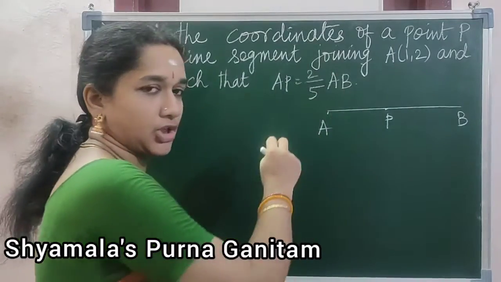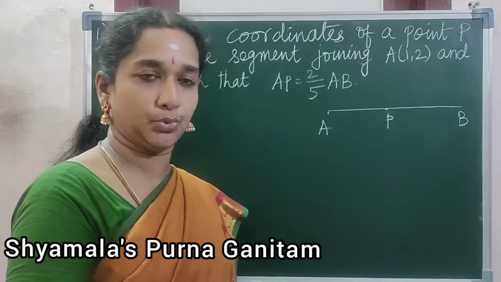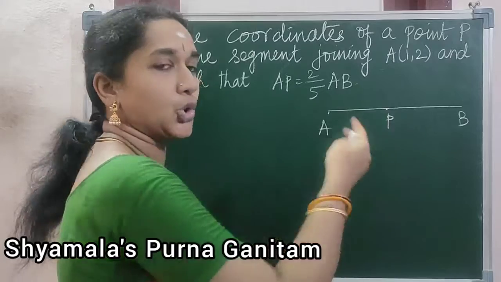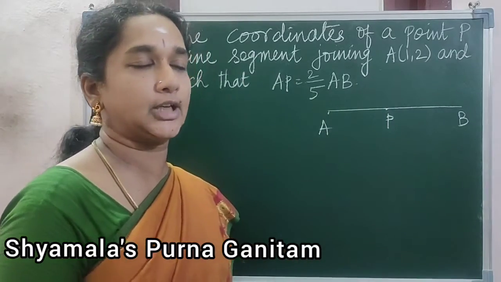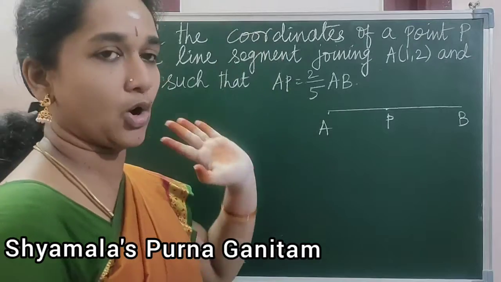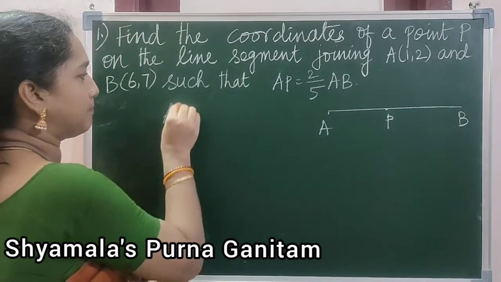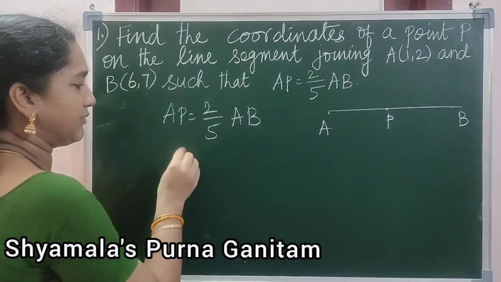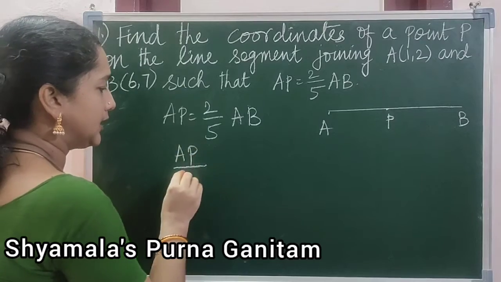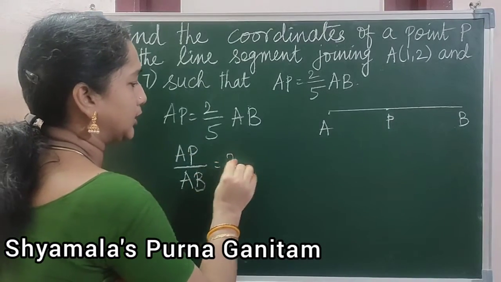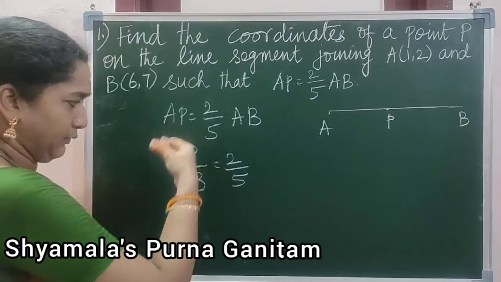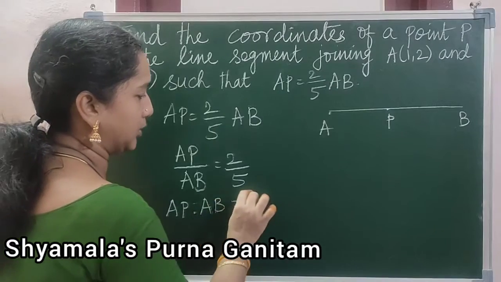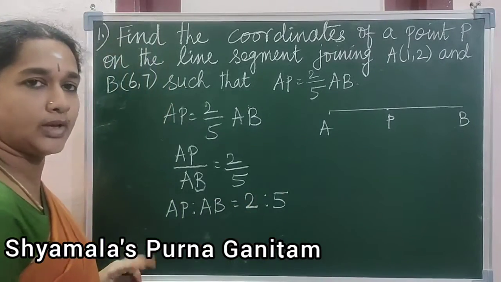From this condition we have to find the ratio. From this given information we have to find the ratio, then substitute it in the section formula, then find the coordinates of P. So AP is equal to 2 by 5 AB. When we bring this AB to this side, AP by AB is equal to 2 by 5. A fraction is nothing but a ratio, that is AP is to AB is equal to 2 is to 5. This is the meaning.